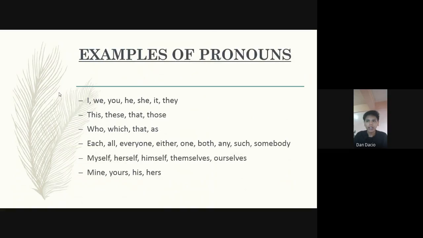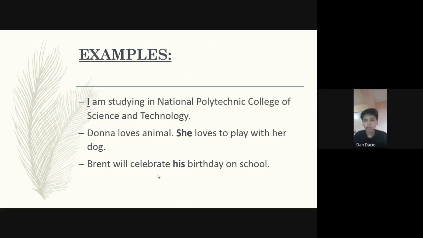Examples of pronouns are I, we, you, he, she, it, they, this, that, those, who, which, that, us, each, all, everyone, either, one, both, any, such, somebody, myself, herself, himself, themselves, ourselves, mine, yours, his, hers. So let's try to use it in a sentence. For example: I am studying in National Polytechnic College of Science and Technology. The pronoun used in the first sentence is I.